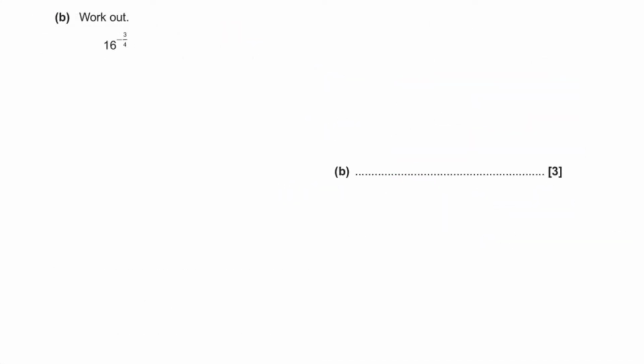Work out 16 to the power of -3/4. Now, -3/4. This is quite a complex index. But I take each one of these as 3 separate steps. So I've got a negative sign, I've got a denominator, and I've got a numerator. And I'm going to deal with them as 3 separate operations.